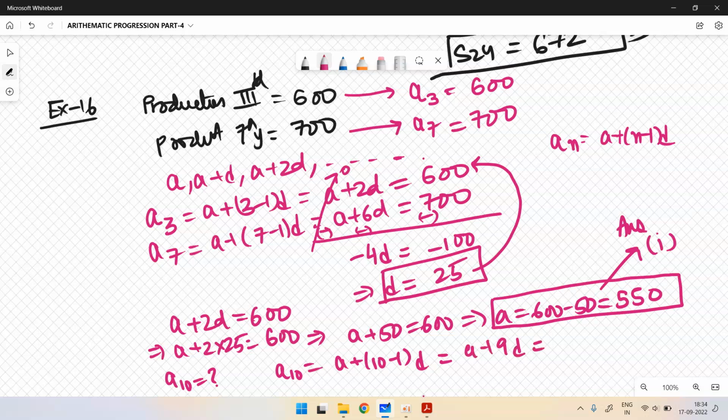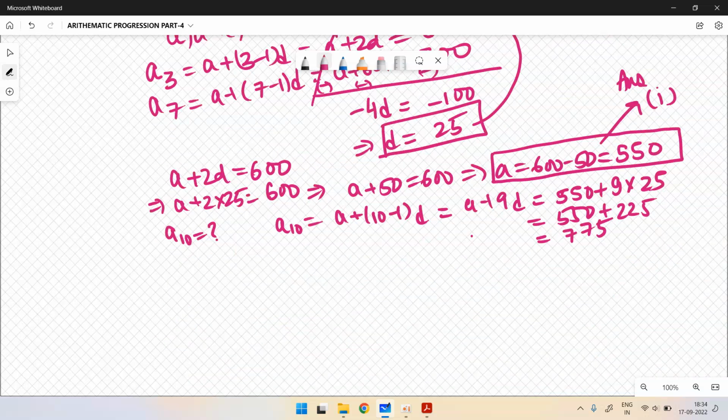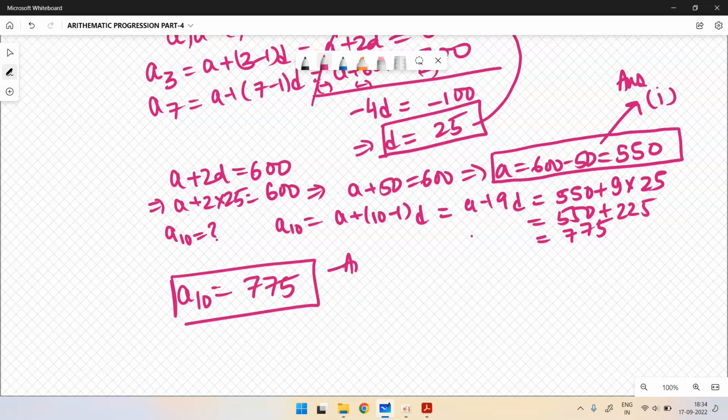Now if you substitute the values of A and D, A is 550 plus 9 into D, which is 25. This is 550 plus 225, and this is 775. So the production in the 10th year, A of 10, is 775, which is the answer for the second part of this question.